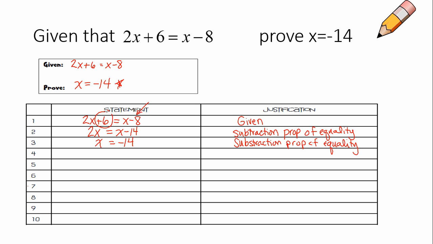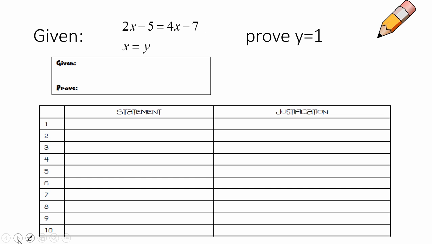So if you added 8, you would use an addition property of equality to make that happen, okay? So be thinking about that. There's more than one way to justify or write this proof. We just have to be certain our justifications are in fact correct and we didn't skip any steps. Let's look at this second one.